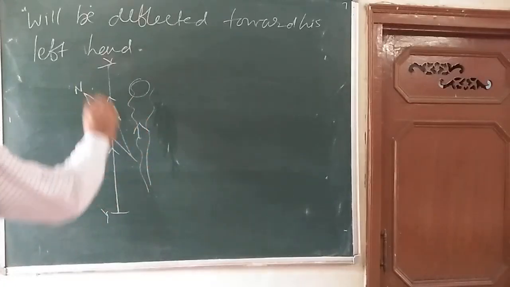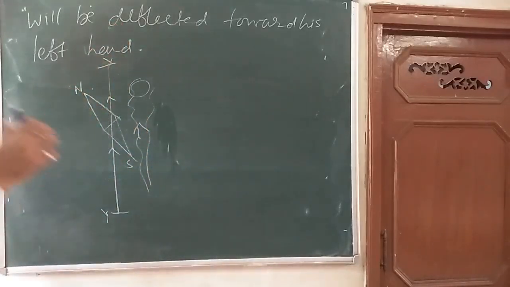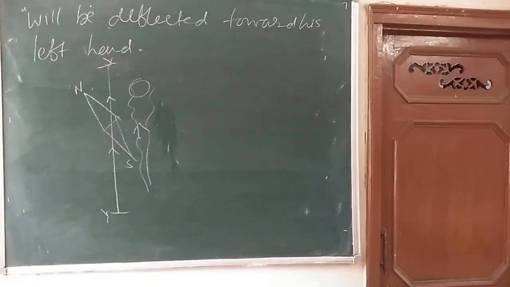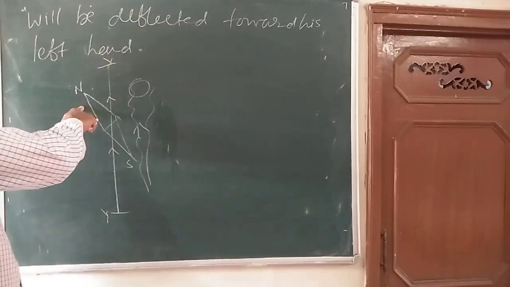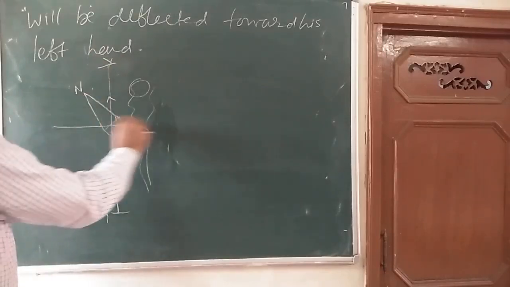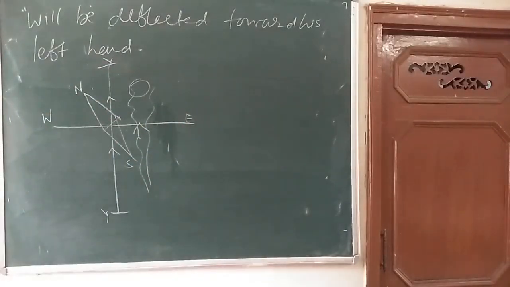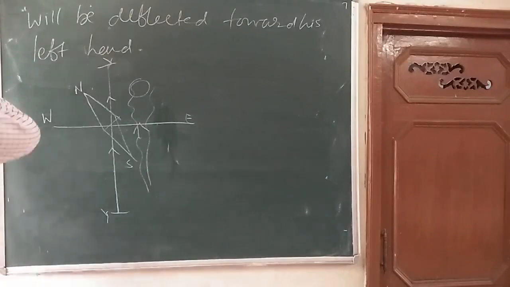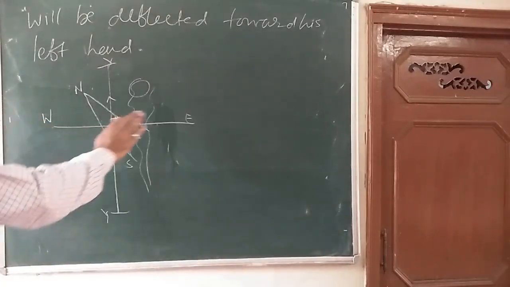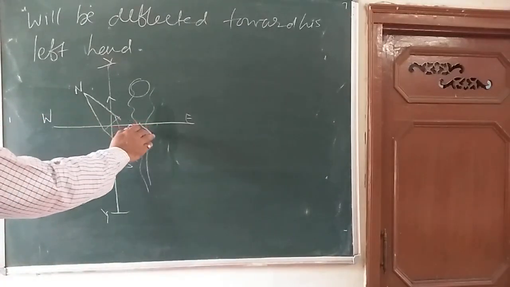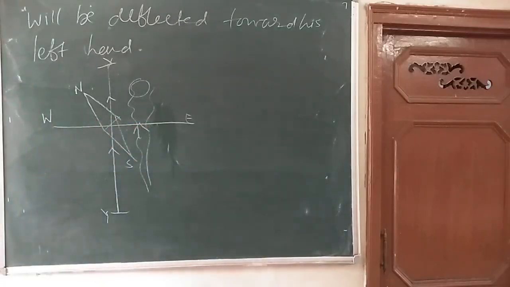Is that clear? This is called Ampere's swimming rule. Once the observer is swimming in the direction of current, the magnetic needle gets deflected towards his left hand, or towards the west, even I can say. Here is east and here is west. So it is going in the left direction, which is called Ampere's swimming rule. Is that clear?